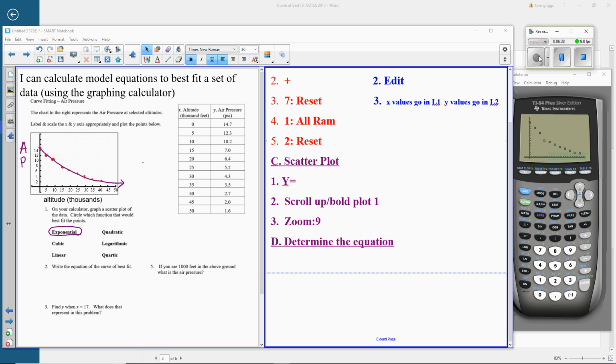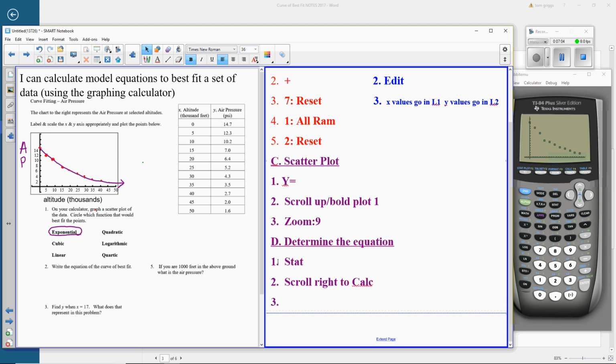All right, so now comes the good stuff. We're going to determine the equation that best fits this data. So to do this, we're going to follow the steps. We're going to press Stat. We're going to scroll right to Calc. And then we're going to choose, I believe it's 0 for exponential, since this is an exponential function. I think it's actually called EXP REG, exponential regression. So let's follow those steps.